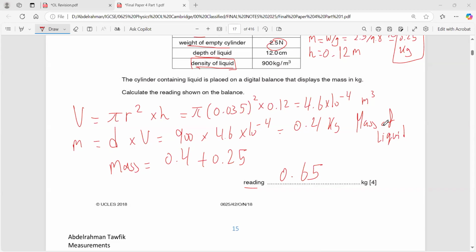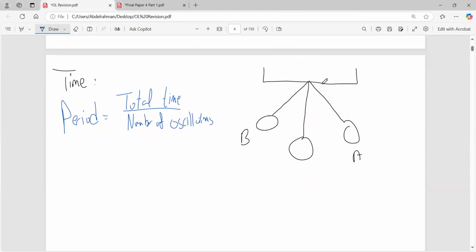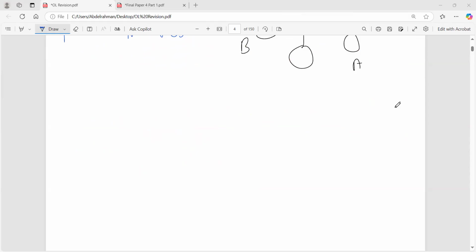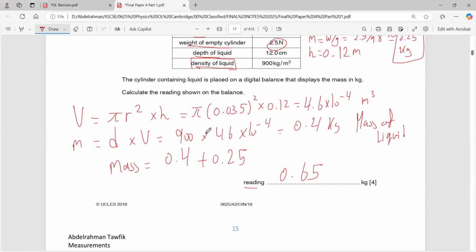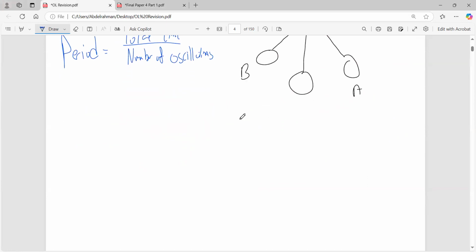Okay, let's move on to motion. If you have any questions related to the measurements, you can ask me by the end of the session. Let's move on to motion now.